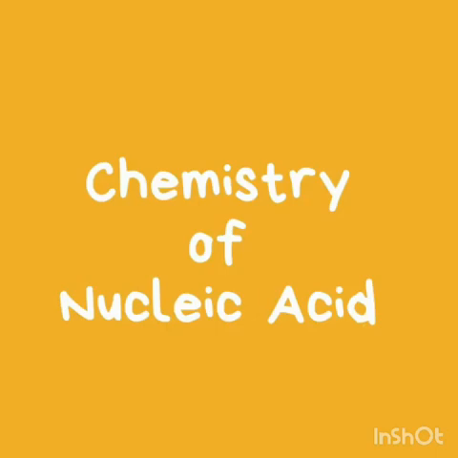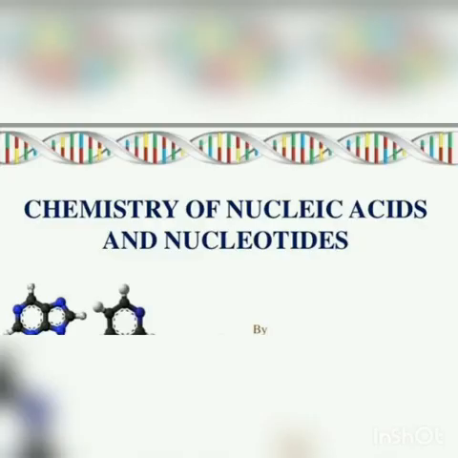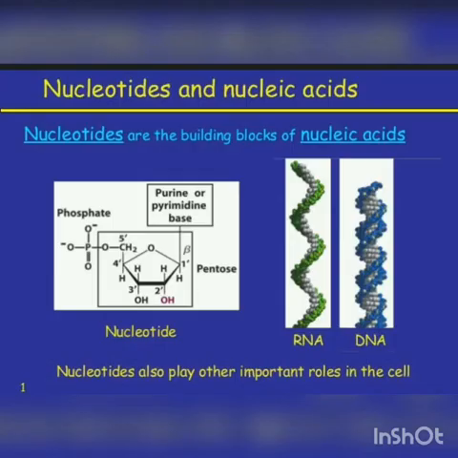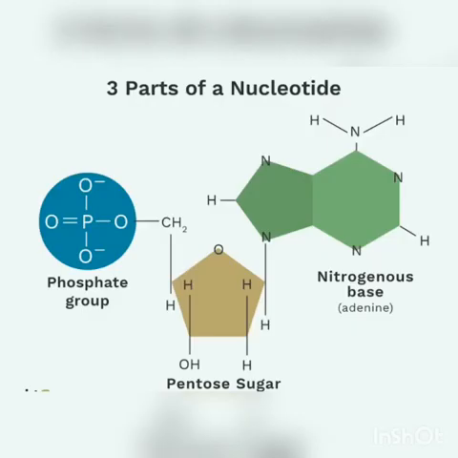Next, we move on to the chemistry of nucleic acids. That means we have already identified that the genetic material is DNA, and we have to find out the chemical structure of these molecules. Generally, nucleic acids are a long chain or polymer of repeating subunits called nucleotides. Each nucleotide has three parts: a nitrogenous base, a pentose sugar, that means a 5-carbon sugar, and a phosphate group.